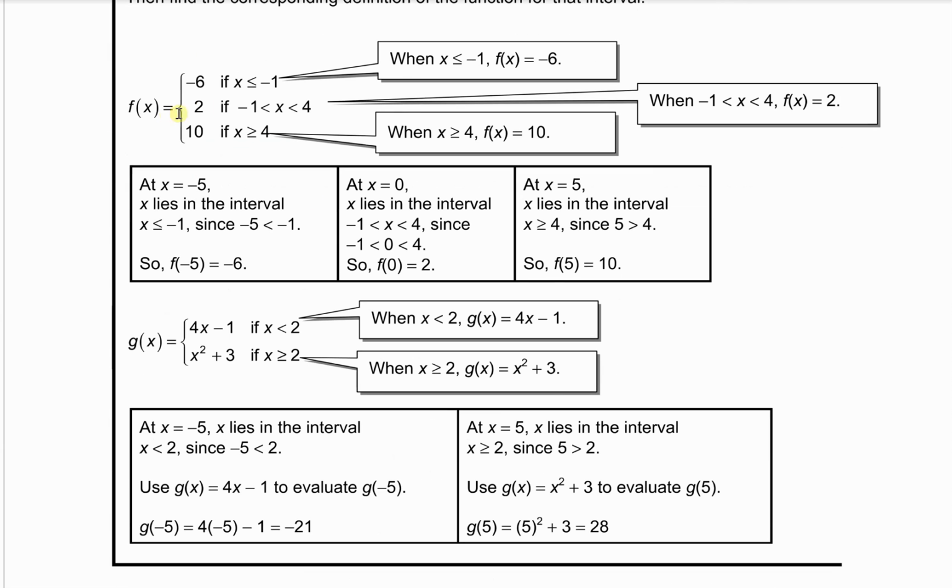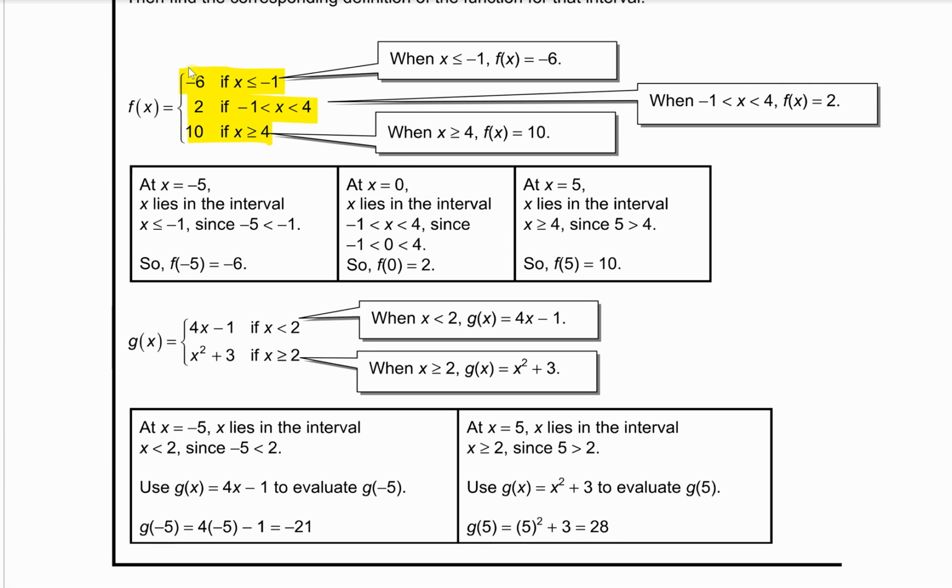So here is one where f of x is basically three different values. It's negative 6 if x is less than or equal to negative 1, it's 2 if x is between negative 1 and 4, and then it's 10 when x is greater than or equal to 4.